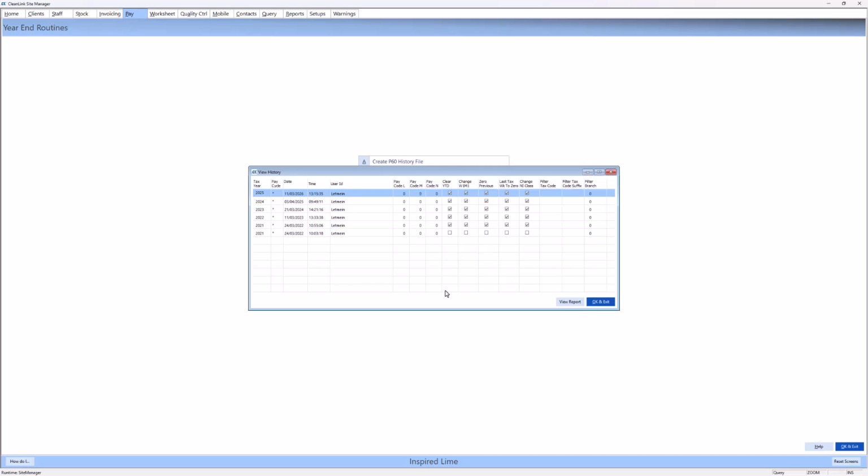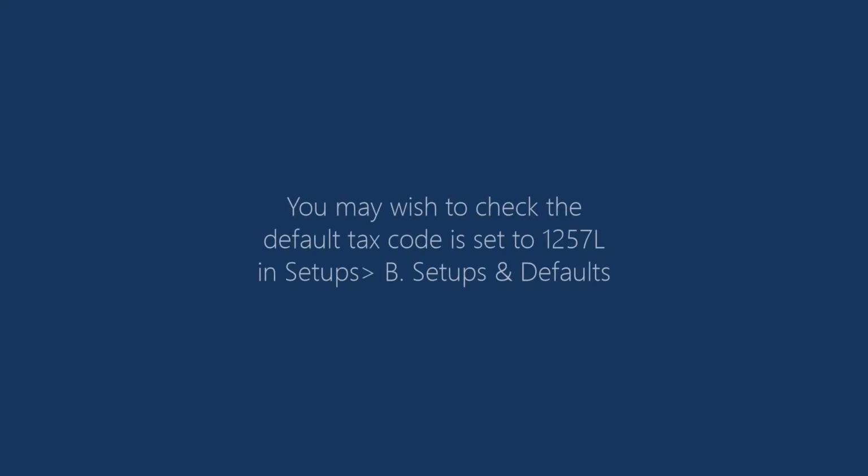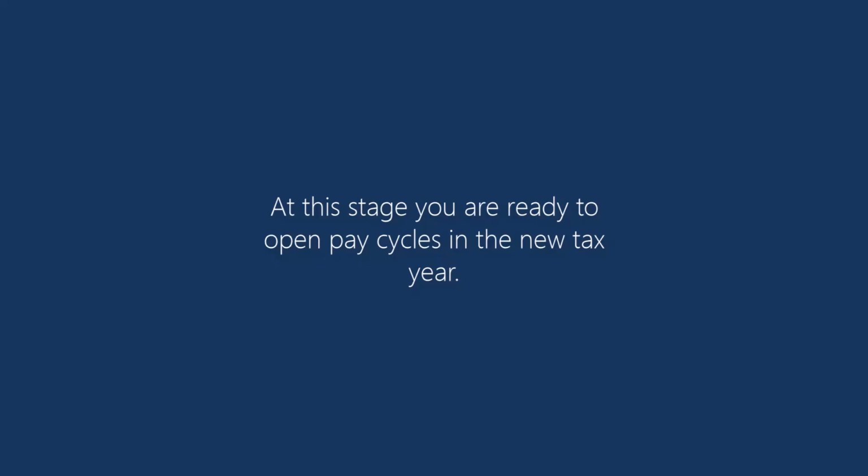You can view and print the Cleardown report at any time using the View Report button. As there are no tax code increases this year, you shouldn't need to update the default tax code, but you may wish to check it is set as 1257L in Setups and Defaults. At this stage you are ready to open pay cycles in the new tax year, but keep watching for instructions on P60 printing.